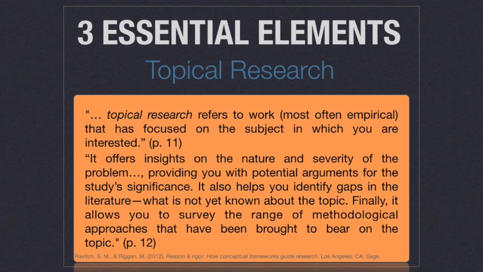The second element is topical research. Topical research refers to work, most often empirical, that has focused on the subject in which you are interested. It offers insights on the nature and severity of the problem, providing you with potential arguments for the study's significance. It also helps you identify gaps in the literature, what is not yet known about the topic. Finally, it allows you to survey the range of methodological approaches that have been brought to bear on the topic. So as the name suggests, this is research about your topic, things that have already been published.